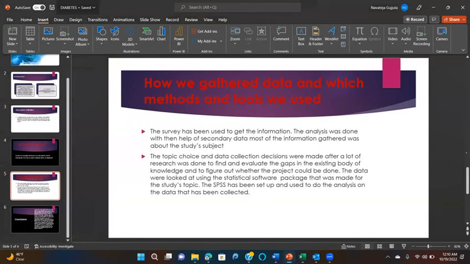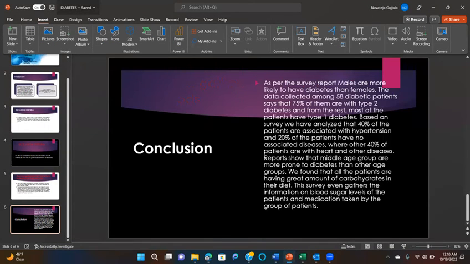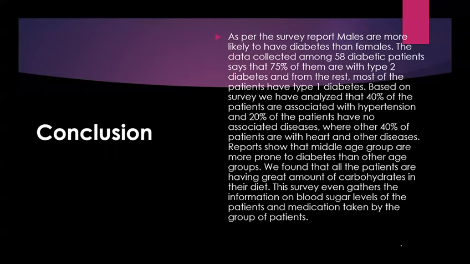Now I'm going to explain the conclusion of the diabetes data. The results show that 70% of people have type 2 diabetes. This means there are more people with type 2 diabetes than type 1. The second largest group is those suffering from type 1 diabetes.